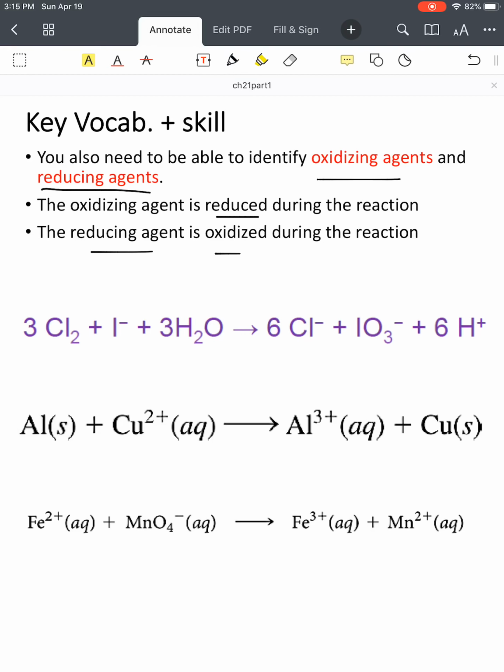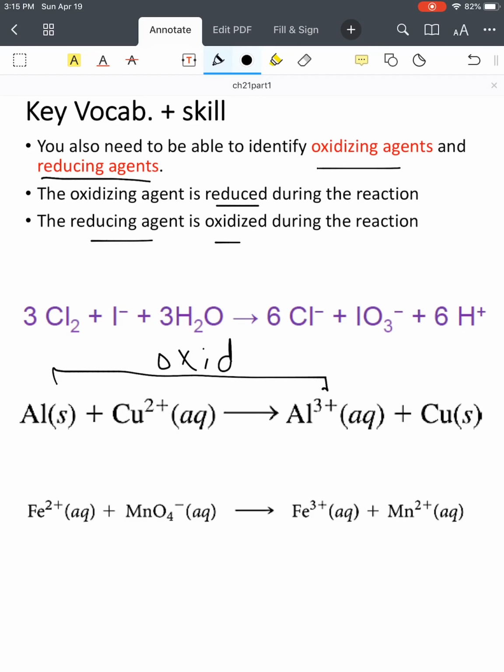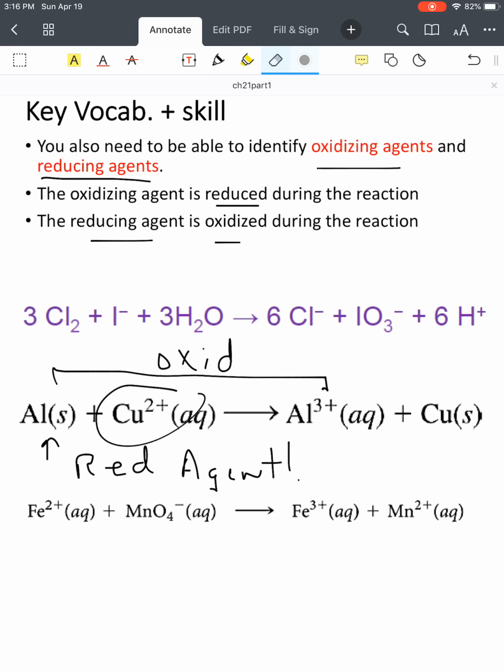So let's look at that middle example again, because it's kind of the simplest case, right? We said earlier that in this middle example, the aluminum was what? Oxidized, wasn't it? So because it was oxidized, that means that my aluminum is the reducing agent. It's the substance that causes reduction in something else. And that something else here is the copper 2+. Okay? So my aluminum is the reducing agent.